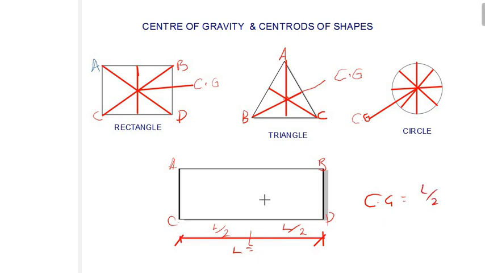If we are coming from this side, and the distance from here to this point is, let's say, k, then the center of gravity along the y-axis will be equal to k over 2.